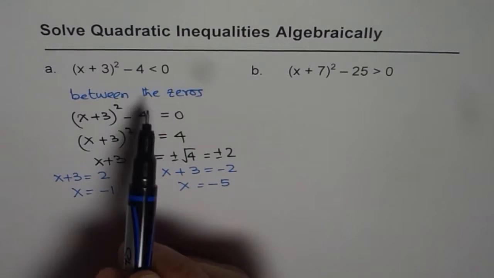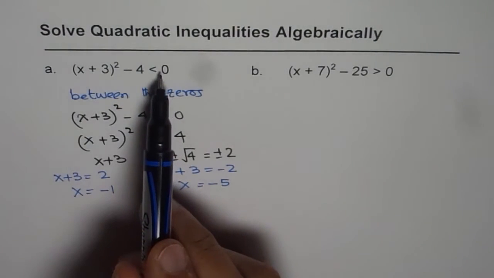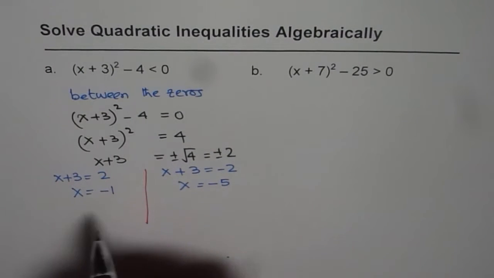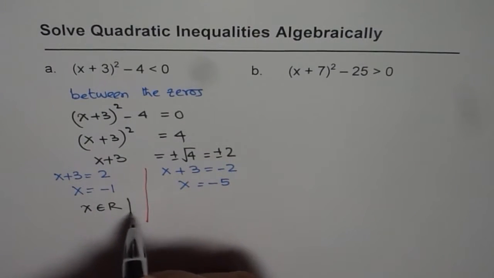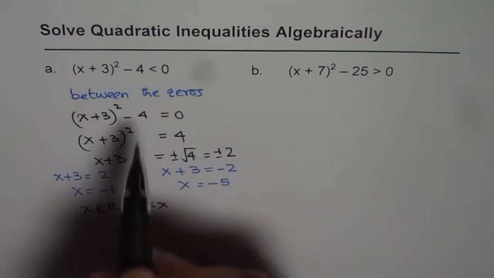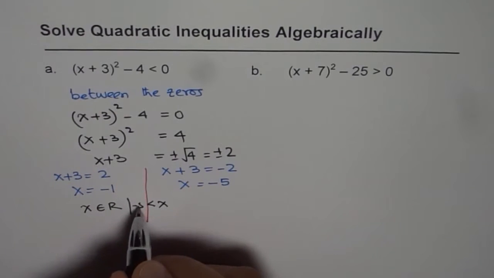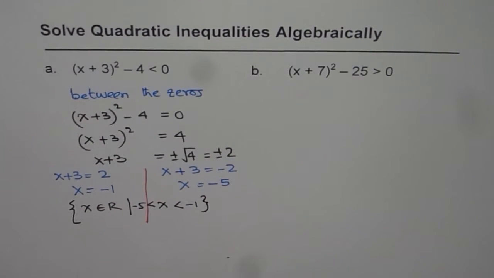And we know since we are looking for value of this function to be less than 0, that is in between the two, right? In between the two is the solution, and therefore we can write down our solution as x belongs to real numbers where x is greater than, since it is less than not equal to, this is a lower value, minus 5, and is less than minus 1. So that becomes our solution.